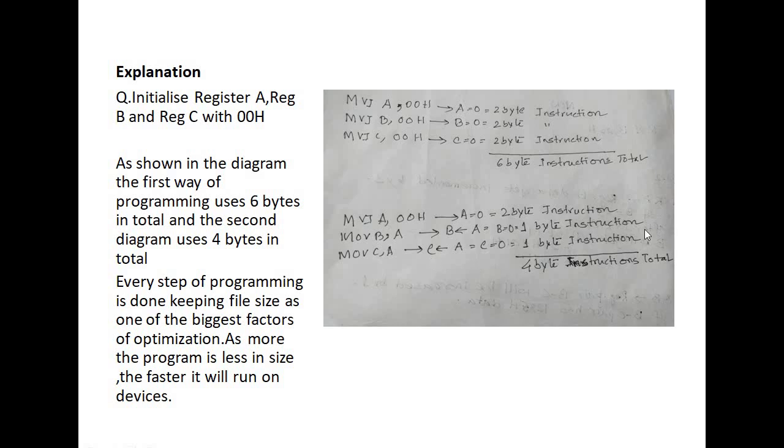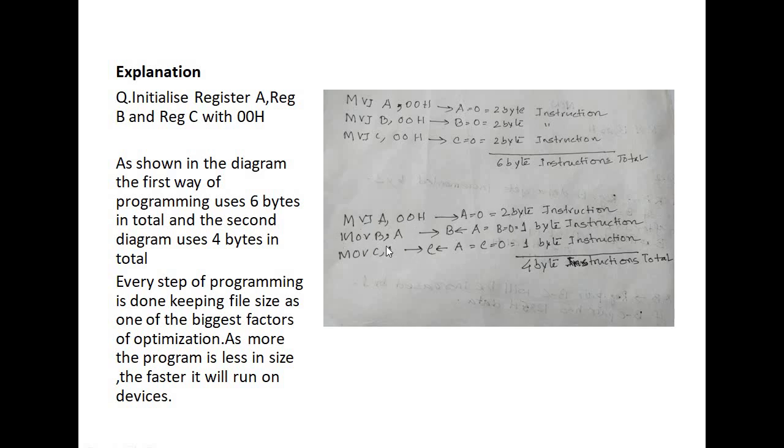Now see what is the difference. How many memory locations did the first one take? 6 memory locations, 6 bytes in total. Now here, MVI A, 00H. Is this 1 byte or 2 byte? Of course 2 byte, because MVI A has an opcode, 1 byte, and 00H is 8 bit data, 1 byte. So it is a 2 byte instruction. How many memory locations will it take? 2 memory locations, 1 byte for 1 memory location.